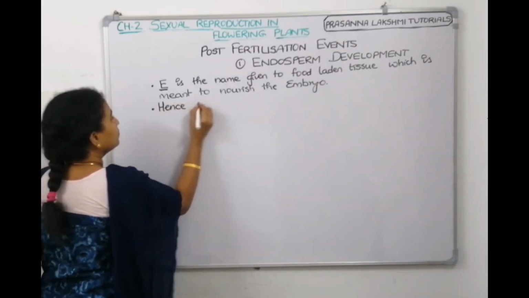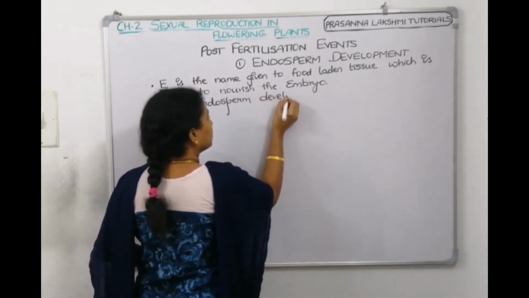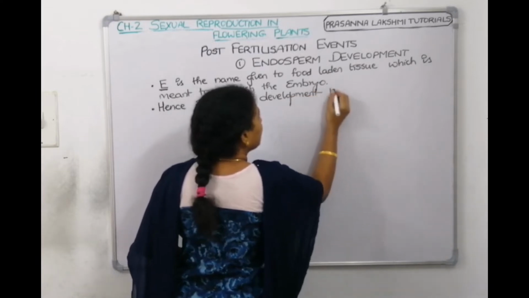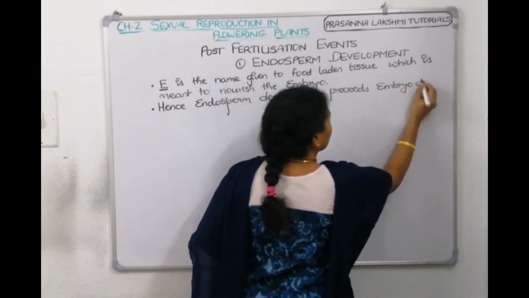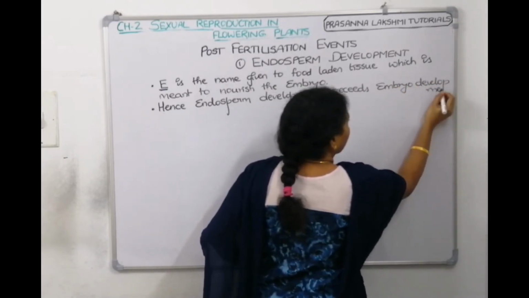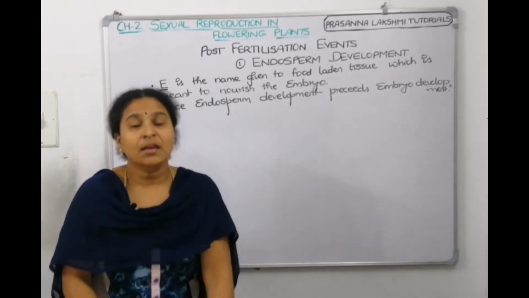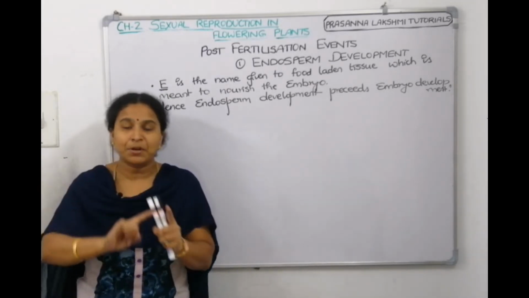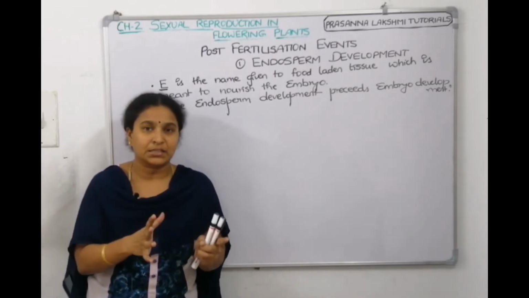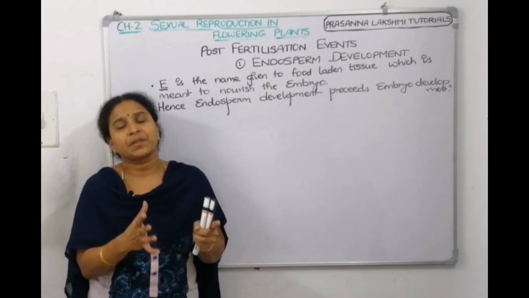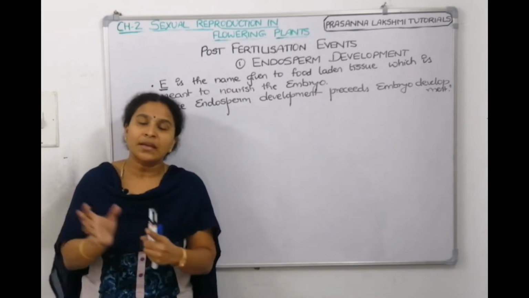So, that is why endosperm development precedes embryo development. Children, this is a question in NCERT. They asked you why endosperm development precedes embryo development, that is, why endosperm development happens first and embryo development happens next. We don't want the embryo to starve. We want to provide food for the embryo. So that is why first we do endosperm development, then embryo development.